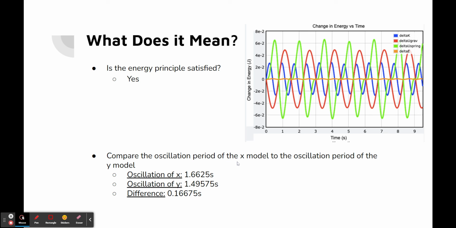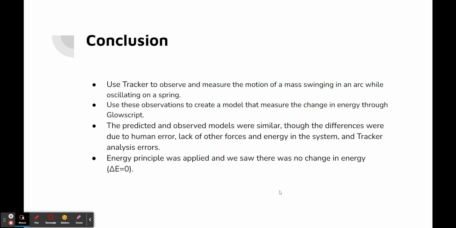When you compare the oscillation period of the X model to the oscillation period of the Y model, the oscillation of X is 1.6625 and the oscillation of Y is 1.49575. Take the difference, and that's the difference between the two oscillation periods, between the two different models in the two different directions.